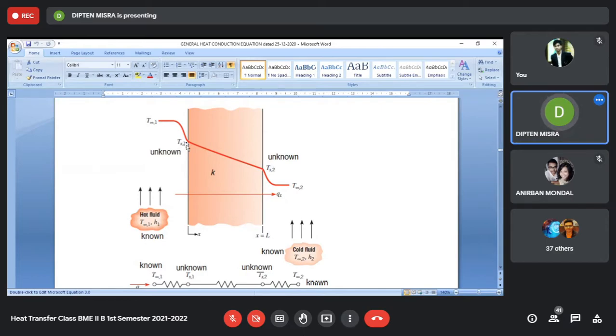If it were known, we could find out the heat transfer rate by convection: it would be equal to the convection coefficient, given here as H1, into the surface area, into the temperature difference. So the heat transfer rate will be equal to H1, the heat transfer coefficient, the area of this surface A1, into the temperature difference T infinity 1 minus TS1.